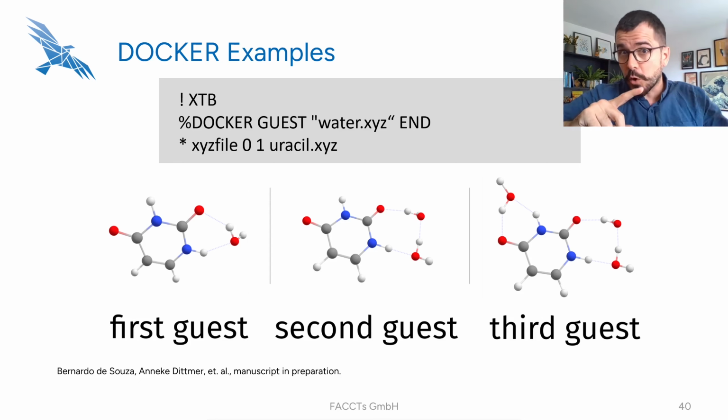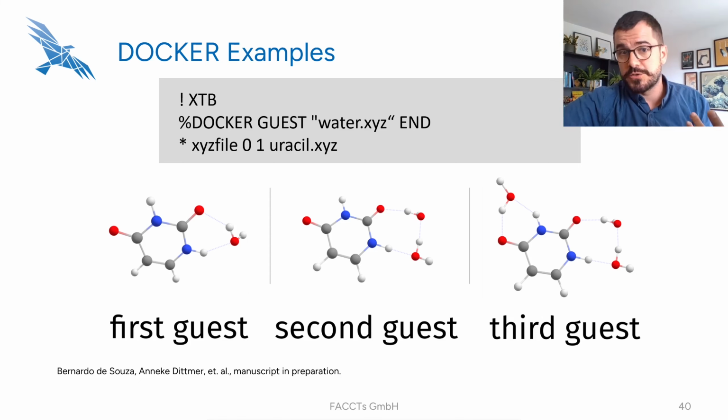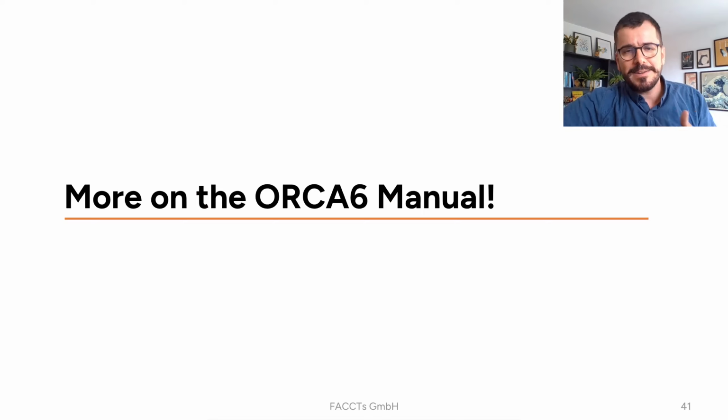But you can use GOAT from the previous slides. You can take the result of that, the ensemble file, and you can give the ensemble file as a guest. So you would have all conformers from one molecule, and you can dock that on a certain host. Again, there's a lot more to say about that, but everything else is in the ORCA manual. I won't have time to explain much more about it right now.